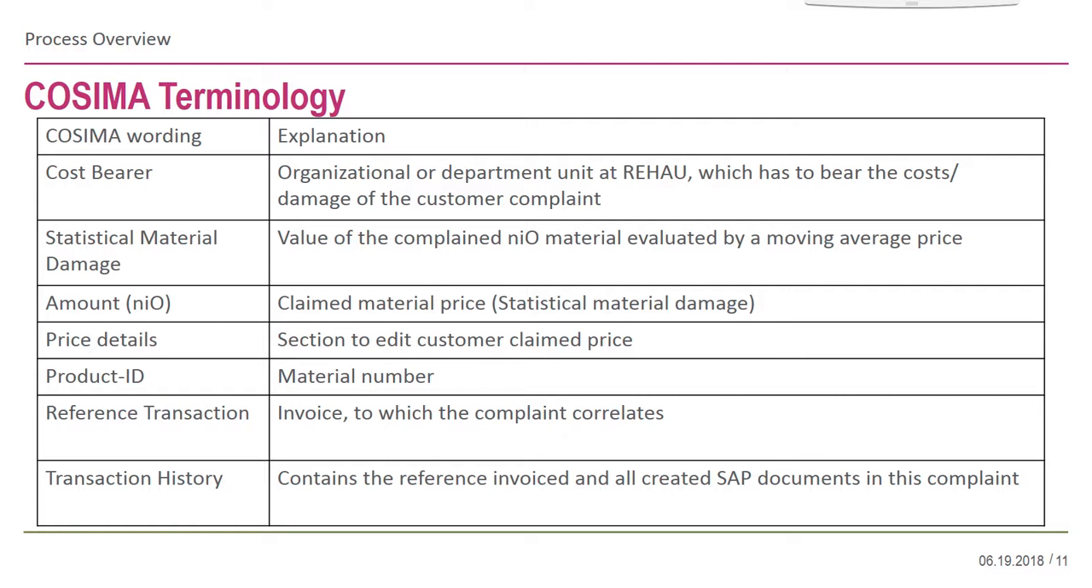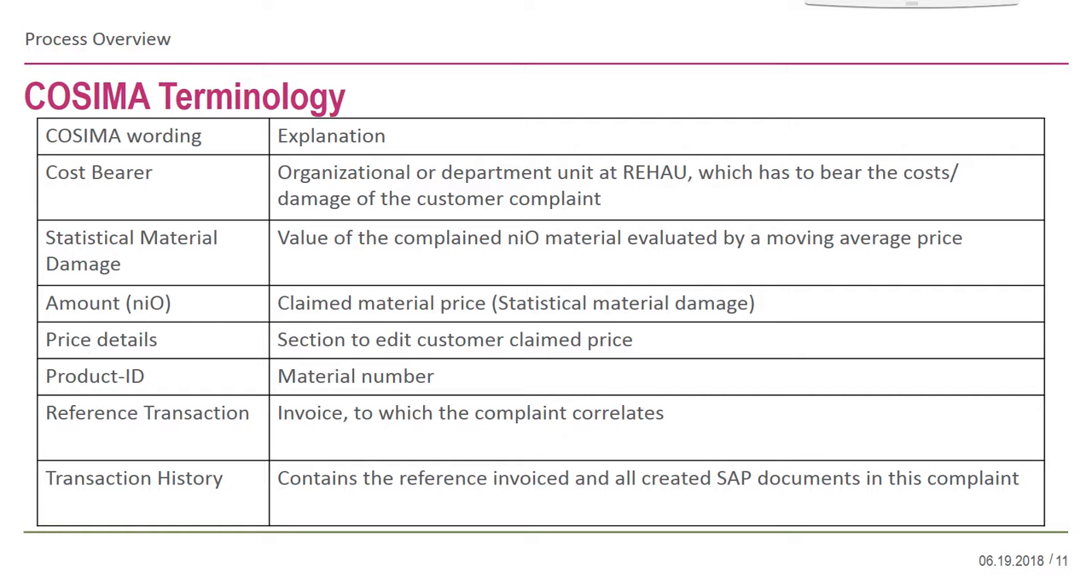The statistical material damage is the value of the complained not in order or not okay material that's evaluated by a moving average price. The amount of not okay or not in order material is going to represent the claimed material price and be expressed in the statistical material damage.